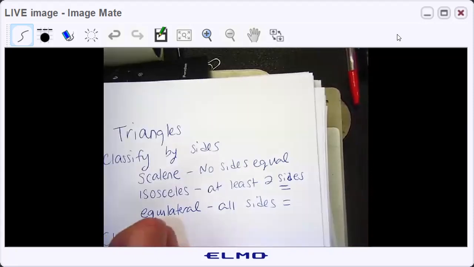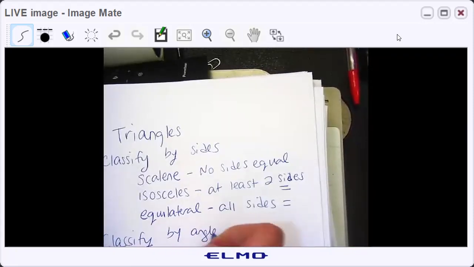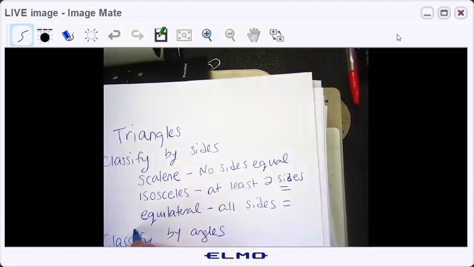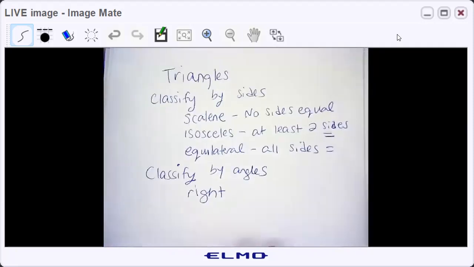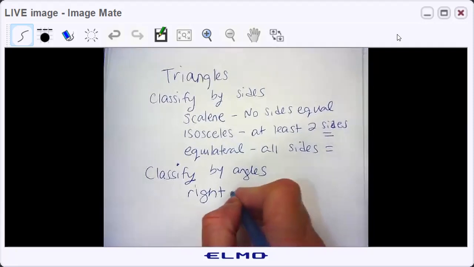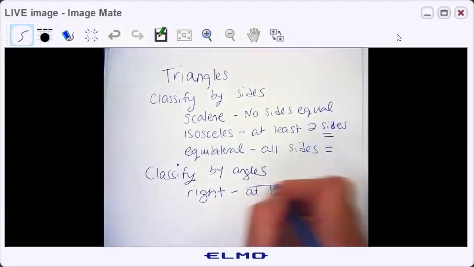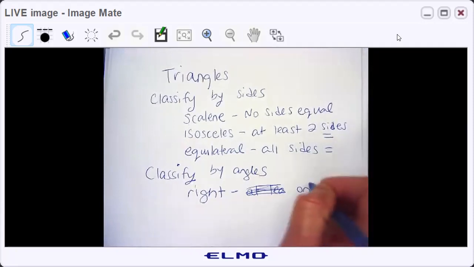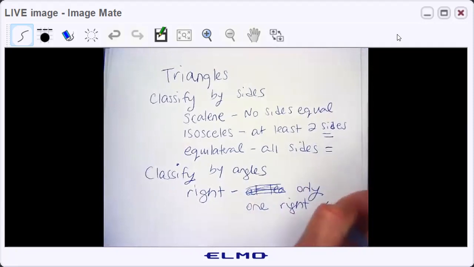Okay, we can also classify these triangles by angles. One way to classify them by angles, probably the most common one we see, is our right angle. And this one has to have at least, or no, sorry, let's not say at least. It's going to have only one right angle.